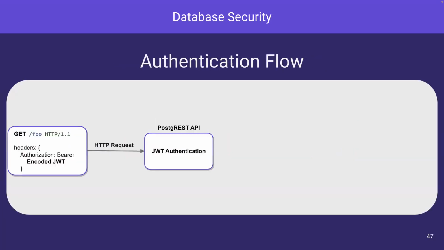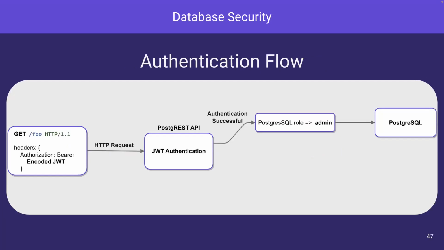When a request is made to Postgres, it decodes the JSON Web Token using its configured secret. If the JSON Web Token is valid, Postgres assumes the claim role in PostgreSQL. If the claim role in the JSON Web Token does not exist in PostgreSQL, or if the secret used to encrypt the JSON Web Token does not match Postgres' secret, the authentication process fails and the request is rejected.